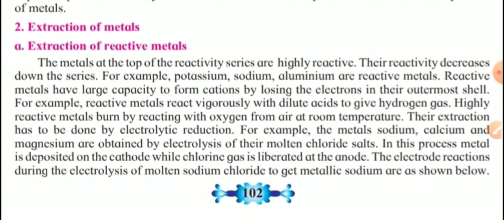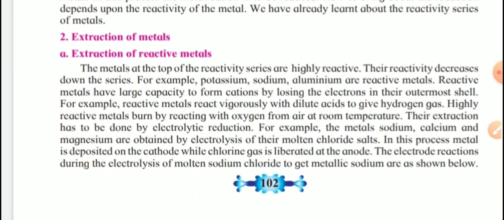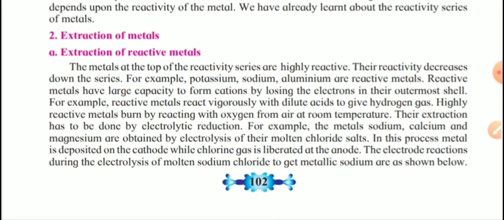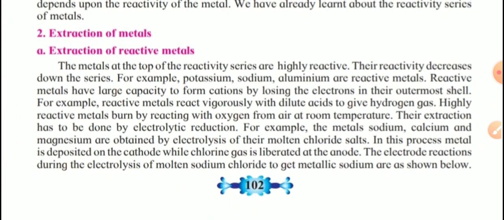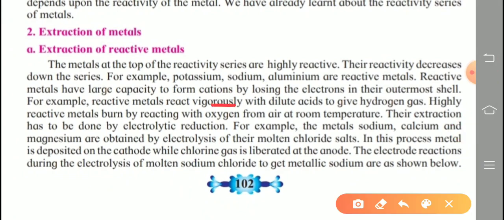The metals at the top of reactivity series are highly reactive. Their reactivity decreases down the series. For example, potassium, sodium, aluminium are reactive metals. Reactive metals have large capacity to form cations by losing the electrons in their outermost shell. For example, reactive metals react vigorously, means fast, with dilute acid to give hydrogen gas. We learned these reactions last time.